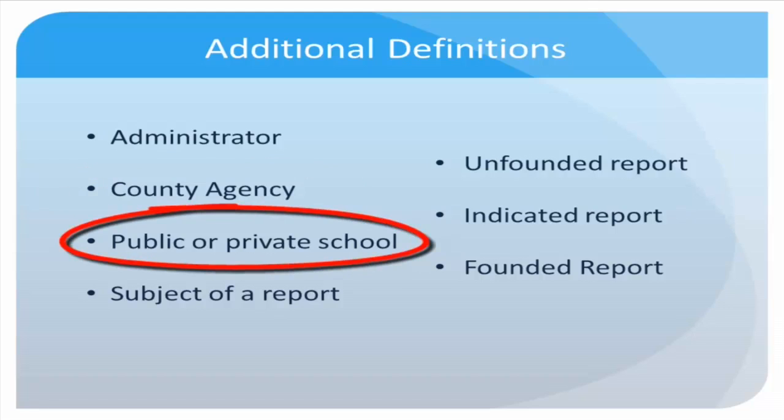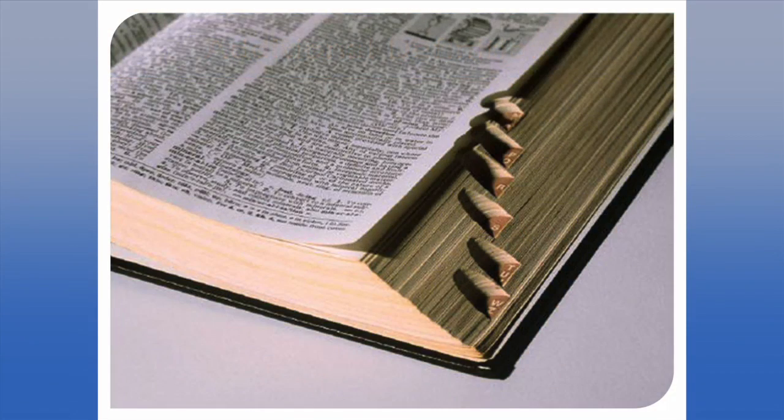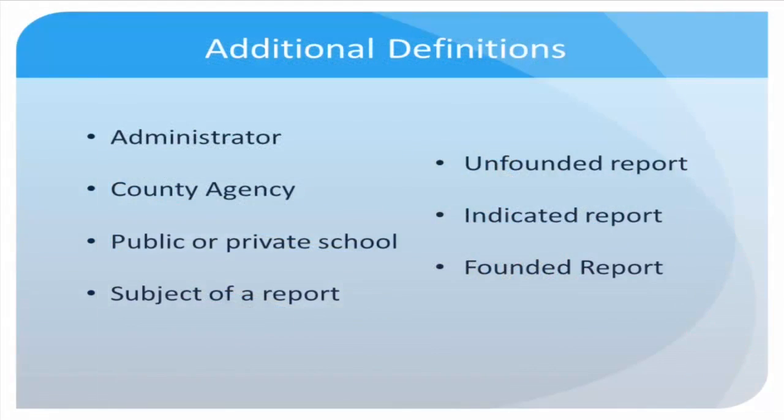A public or private school refers to all schools in the Commonwealth, including public and non-public schools, as defined in the school code, and private academic schools as defined in the regulations of the State Board of Private Academic Schools. Private rehabilitative residential institutions and other day treatment programs, which may not fall within the definition of the term school, are still subject to the child abuse provisions of the Child Protective Services law.